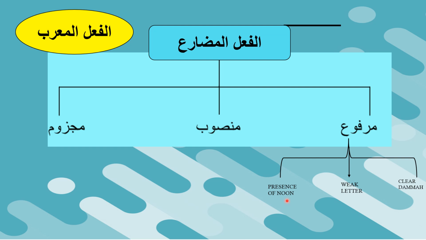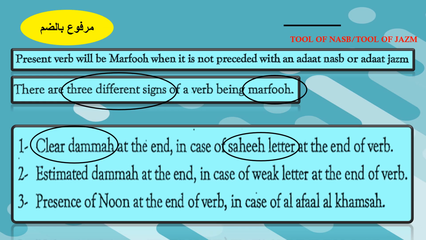So now let's see in detail each structure of Fel Mudaare. The first structure of the Fel Mudaare in the Marfu case is with the dhamma. So when you see a Fel Mudaare and you check before it, is there any particle or tool of Nasb? The tool of Nasb comes only in the Mansub case, and the tool of Jazm comes only in the Majzoom case.